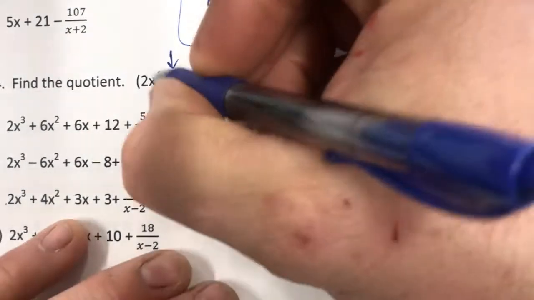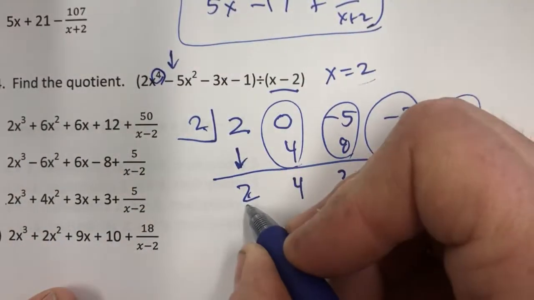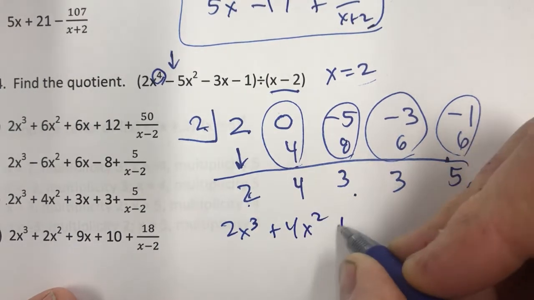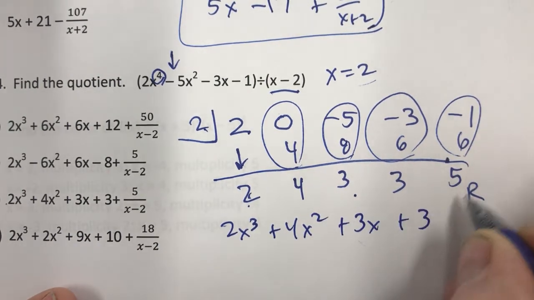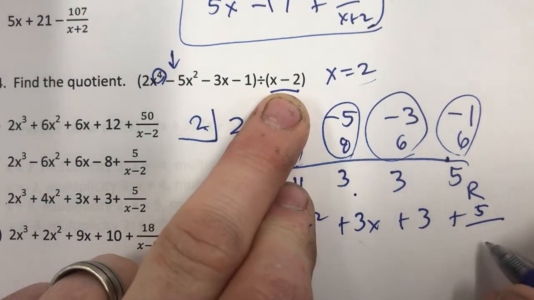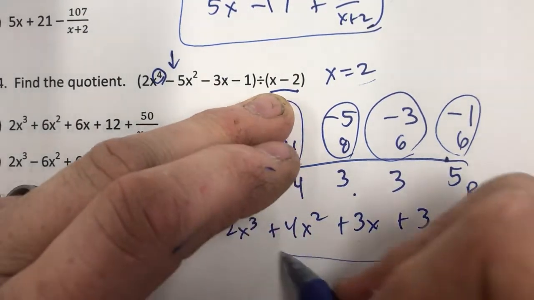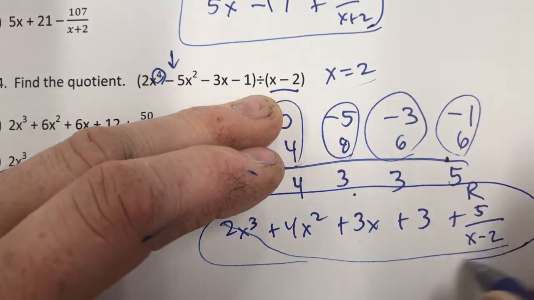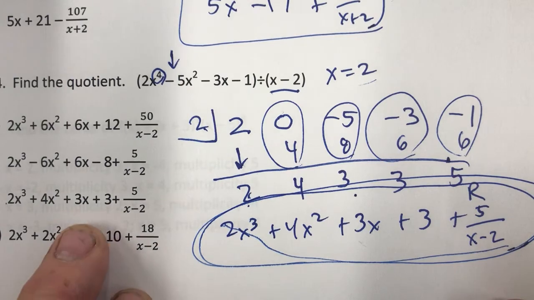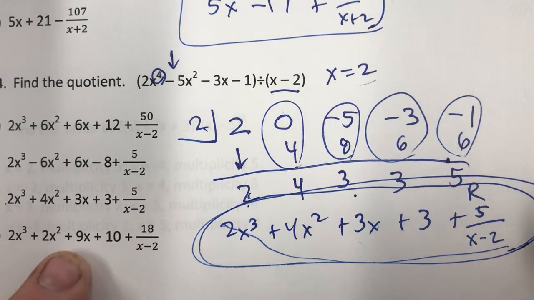Okay, this should be 1 degree less, so since that's the 4th, this is 2x to the 3rd plus 4x squared plus 3x plus 3, and then plus my remainder over the divisor, which is x minus 2. Oops, this remains right there. Let's see here. C.